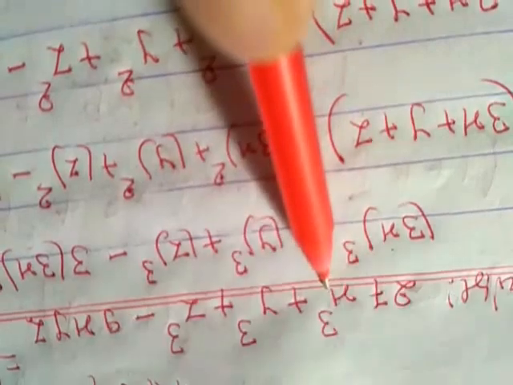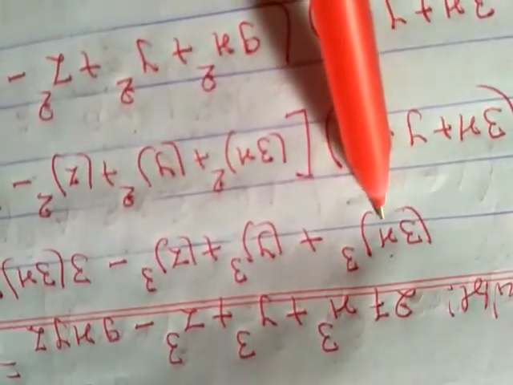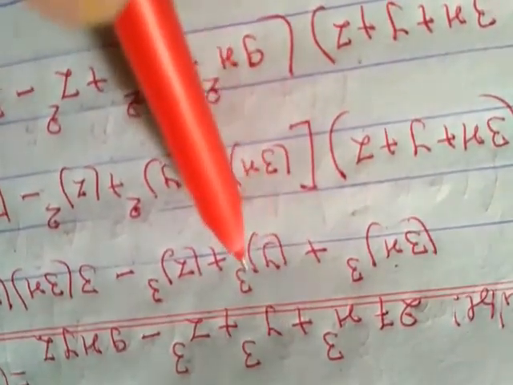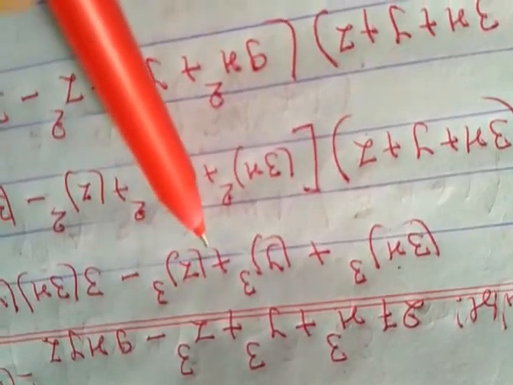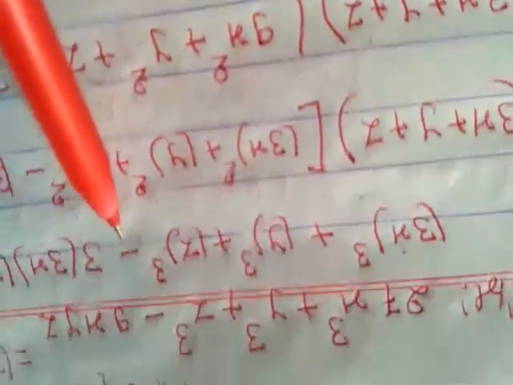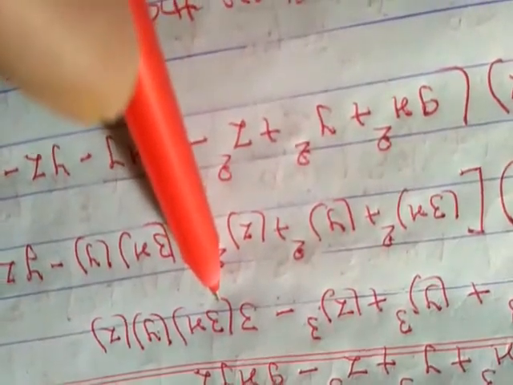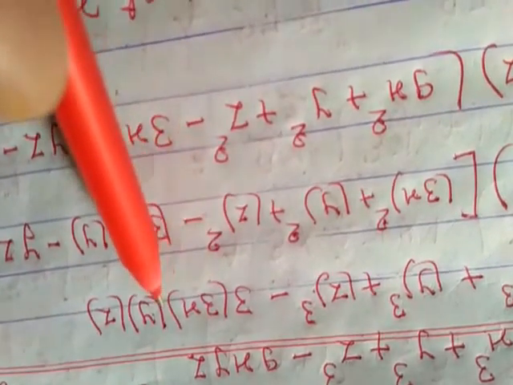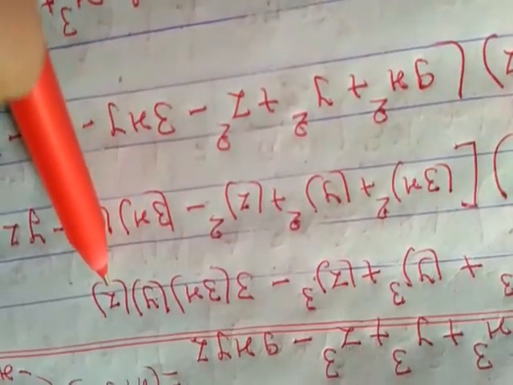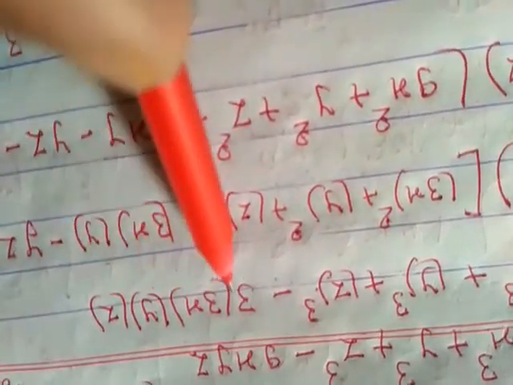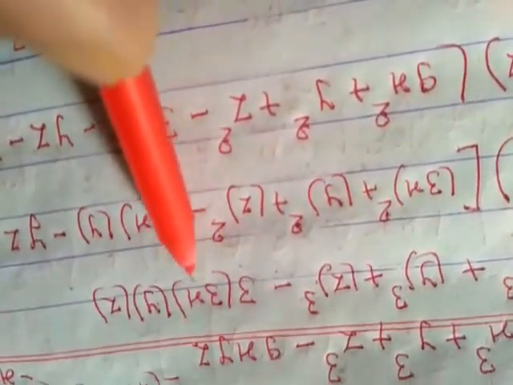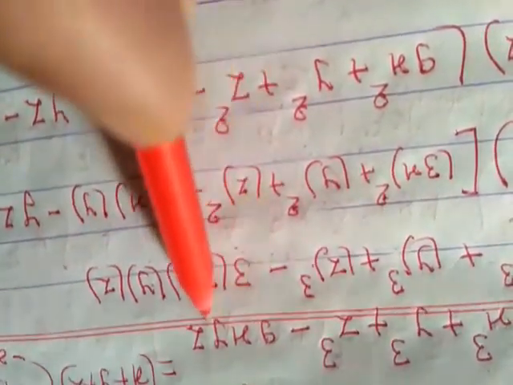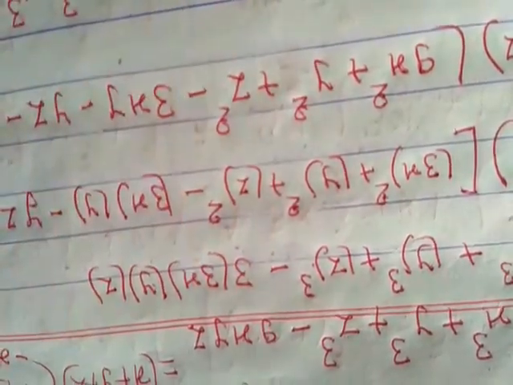So 27x cube can be written as 3x whole cube, plus y cube can be written as y whole cube, plus z cube can be written as z whole cube, minus 3 into xyz. So you put 3x in place of x, y in place of y and z in place of z and multiply together: 3 into 3x into y into z equals 3 threes are 9xyz, which is our required expression.